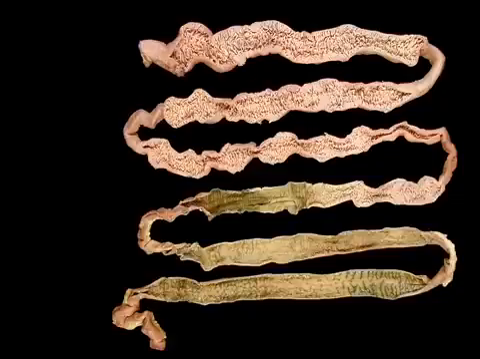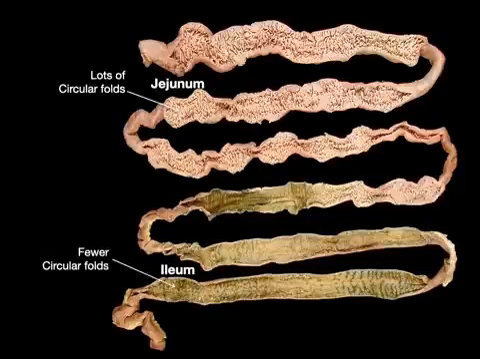Here is an actual cadaveric small intestine opened up where there's the jejunum. Look at the number of those circular folds in contrast to the ileum where they're there. There's just fewer of them because a lot of the absorption has already occurred.